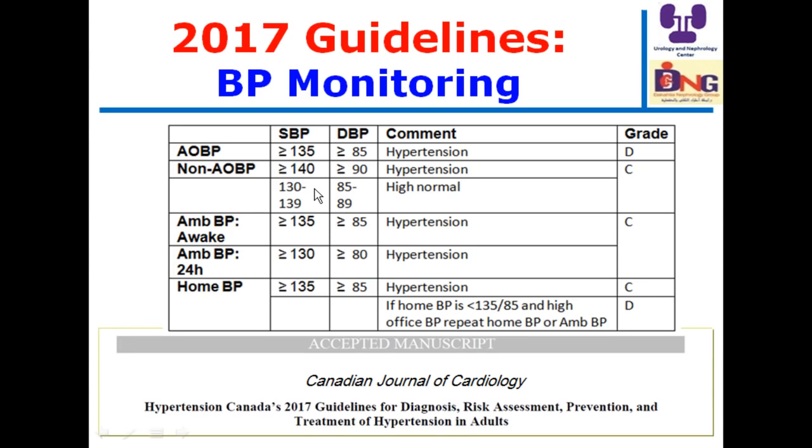If the blood pressure, depending on non-automated office blood pressure, is between 130 to 139 systolic, or 85 to 89 diastolic, it is high normal blood pressure. If we are depending on ambulatory blood pressure, it depends on whether we use awake values or the 24-hour values. If you are using awake values, equal to or exceeding 135 systolic, 85 diastolic, this is hypertension. If we depend upon 24-hour ambulatory blood pressure, it is 130 and 80. If we use home blood pressure, equal to or exceeding 135 and 85 systolic and diastolic respectively, this is hypertension. But if home blood pressure is less than 135/85 and office blood pressure is high, please repeat home blood pressure or ambulatory blood pressure. So these are the Canadian guidelines for adults.